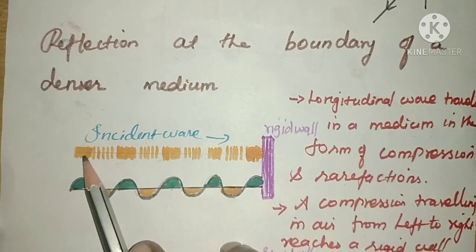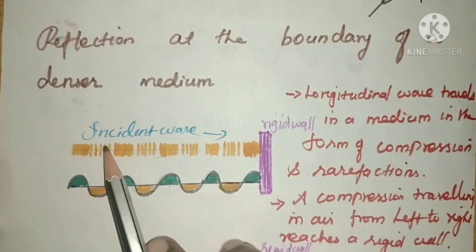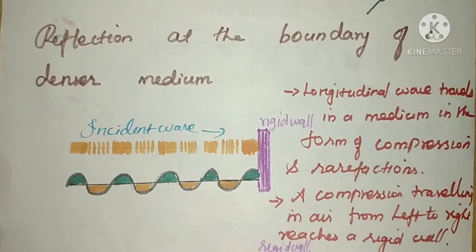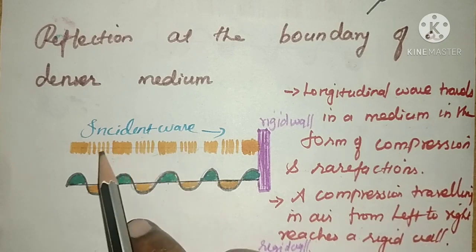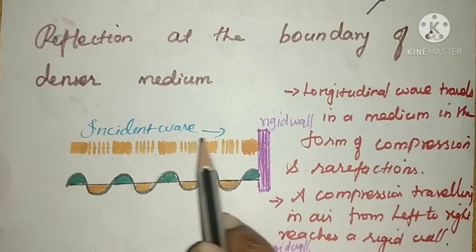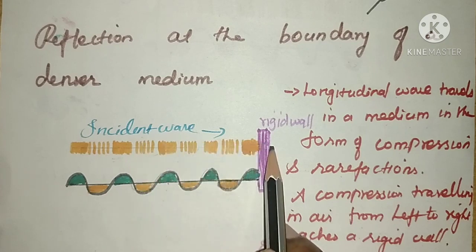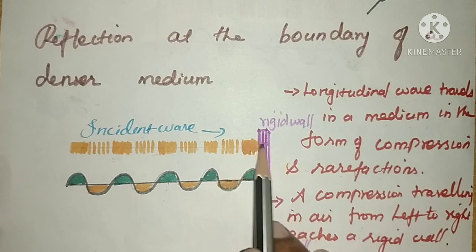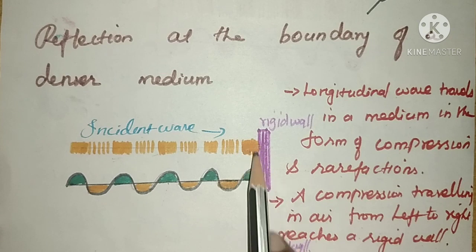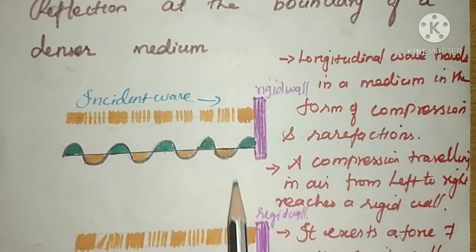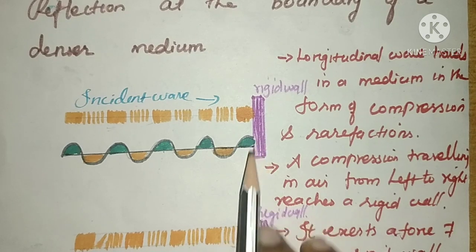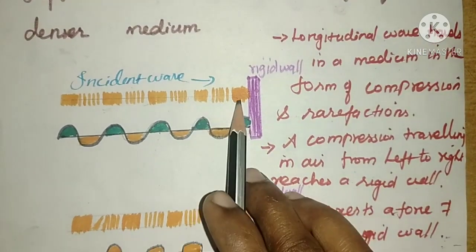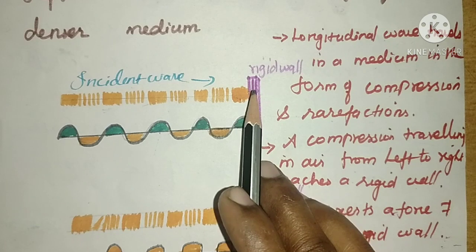This area is called compression and this is called what? Rarefaction. Here the compression travels in air from left to right and reaches the rigid wall. So that is compression, rarefaction, like that. The compression traveling in air from left to right reaches the rigid wall. Next, what will happen? It exerts a force on the rigid wall. So this compression will exert a force on the wall.